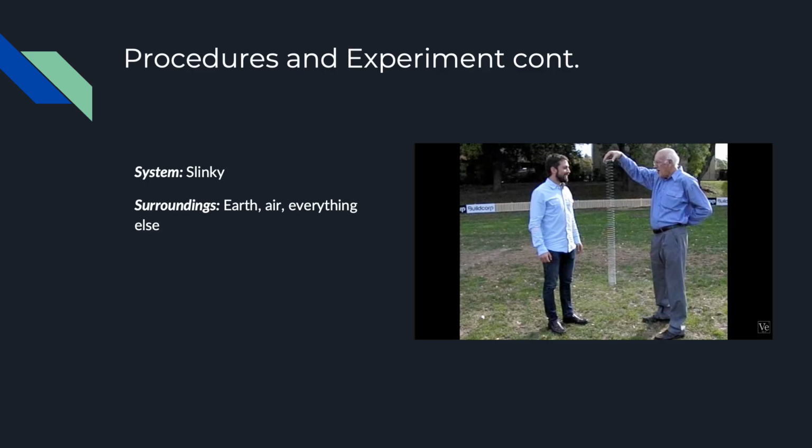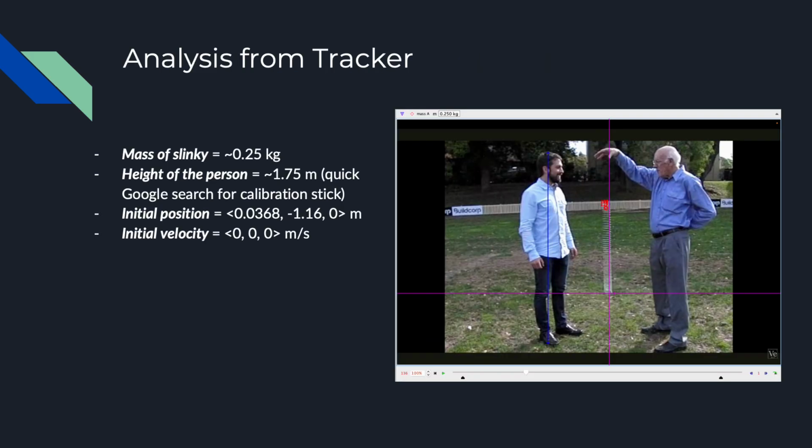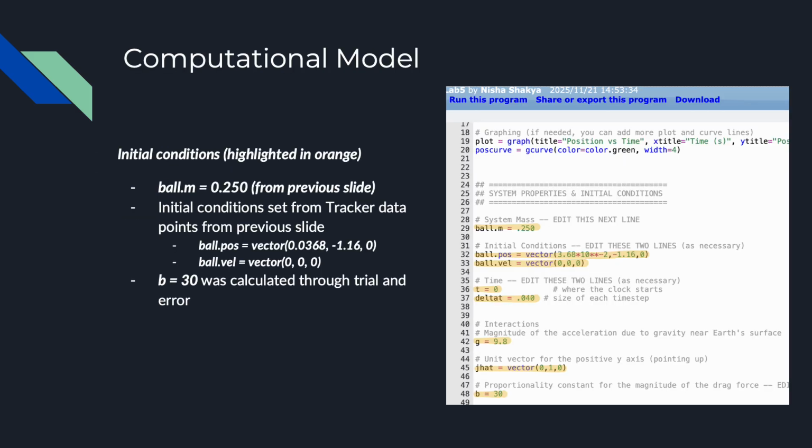In the falling slinky video, the system is the slinky and the surroundings include the earth, the air, and everything else. The mass of the slinky is around 0.25 kilograms, and the height of the person is 1.75 meters. The initial position of the slinky is (0.0368, -1.160) meters. And finally, the initial velocity of the slinky is 0. The initial conditions are highlighted in orange.